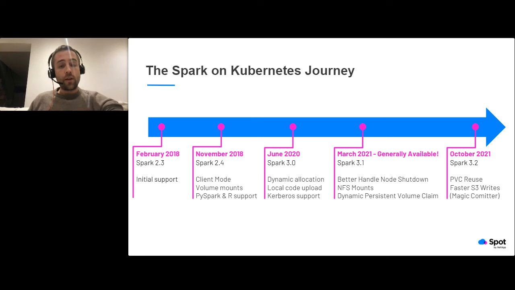the Spark committers. And in particular, at that time, there were some new features that maybe we'll mention some of them, such as the ability to automatically anticipate a spot kill and move shuffle files around. That was a very interesting feature, as well as the ability to mount NFS volumes. In October last year, Spark 3.2 was released, which gave another few improvements. In particular, I'd like to mention the very nice performance improvement that we got with faster S3 writes using the magic committer.